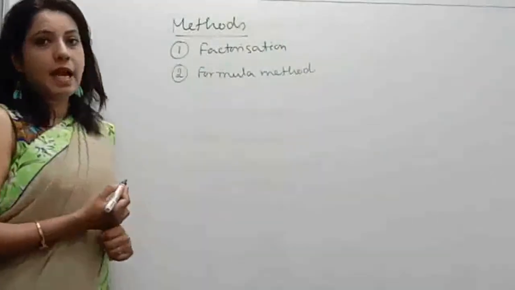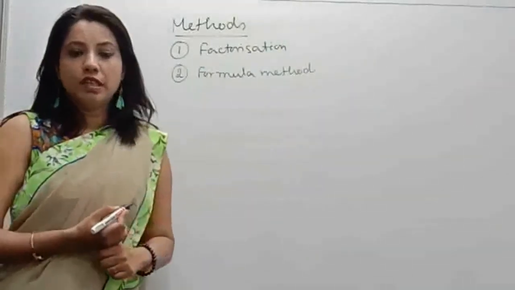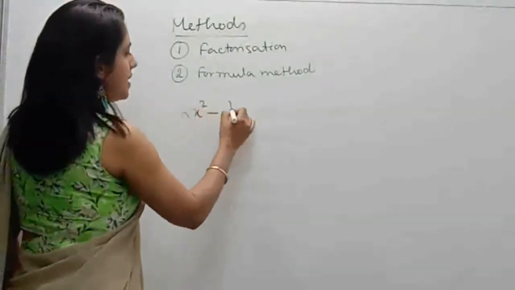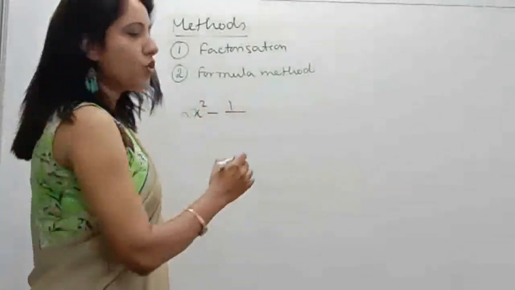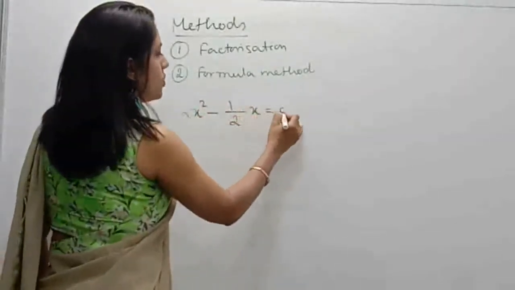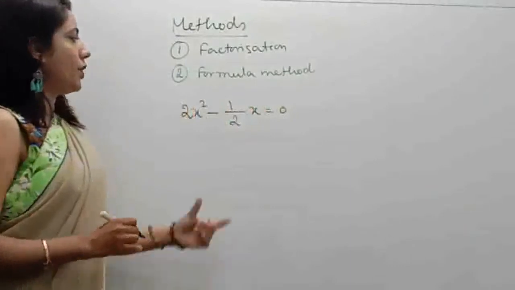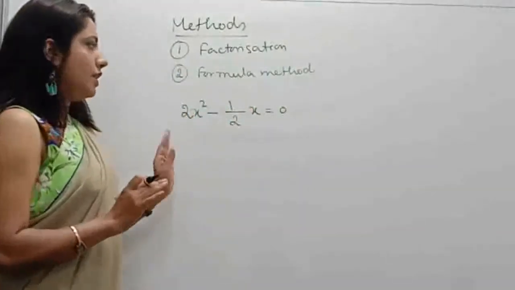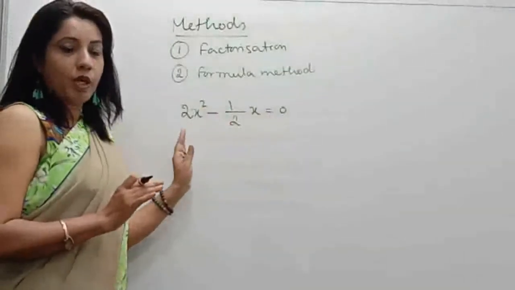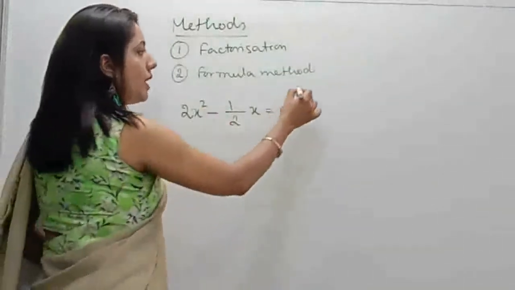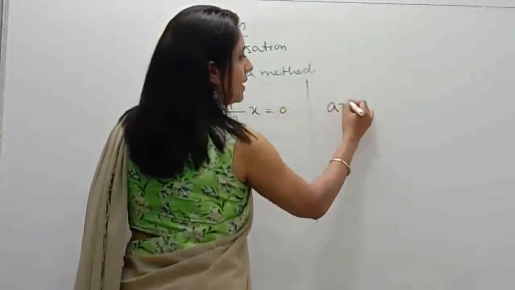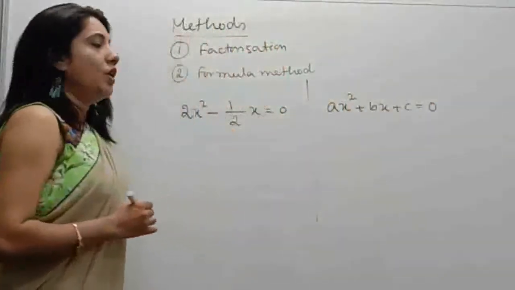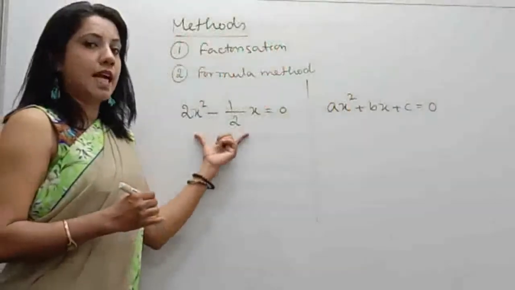So let us take an example of a quadratic equation here. Say 2x square minus 1 upon 2x is equal to 0. This is a quadratic equation and we have to find out the value of x here. First of all, this is not in the standard form. We need to get it in the standard form. Keep the standard form in mind, that is ax square plus bx plus c equal to 0. So we will first try to get it in the standard form.